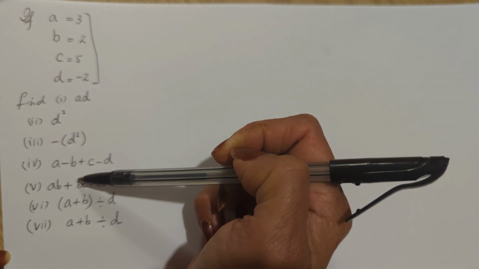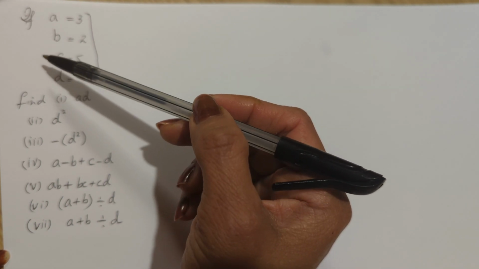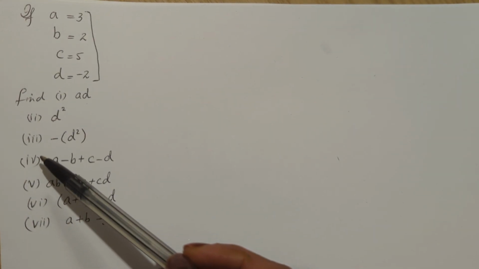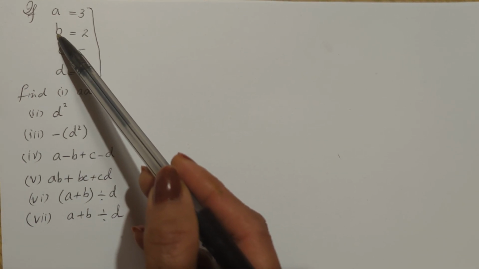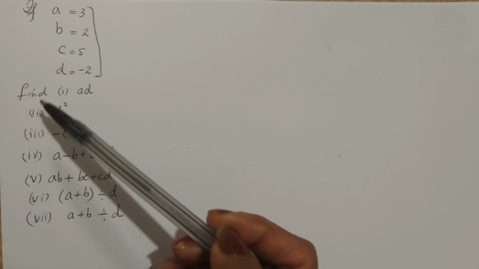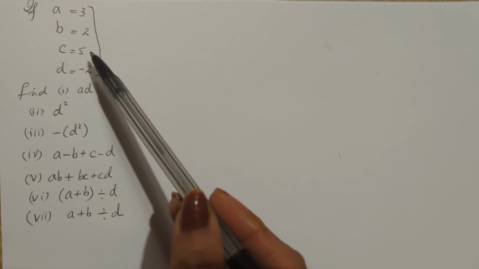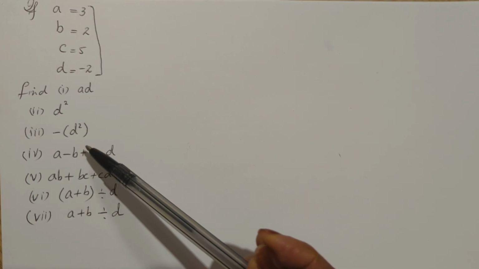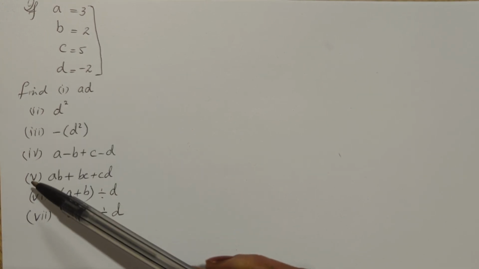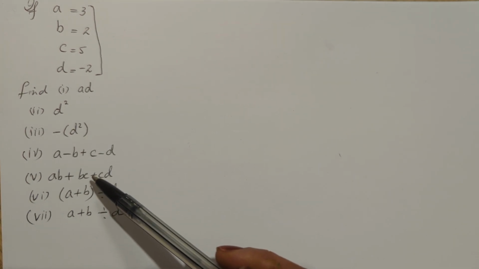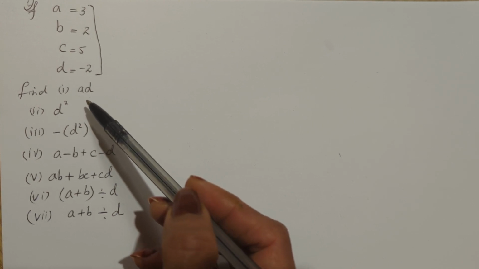Wherever in the expression there is a, we will put its value 3. Wherever we have b, we will put its value 2. Wherever there is c, we will put its value 5, which is given. And wherever we have d, we will use its value minus 2. In this way we can easily solve the questions. Whatever the function is, we will apply it and solve it.